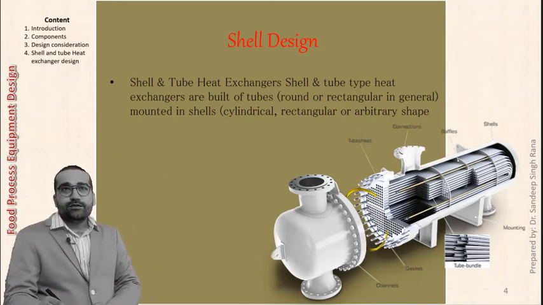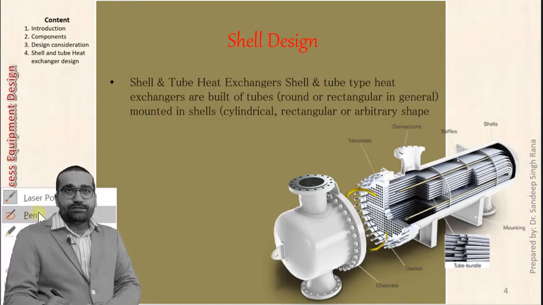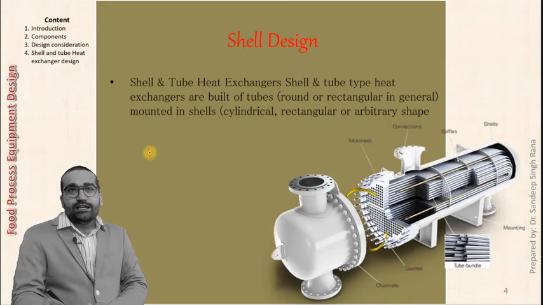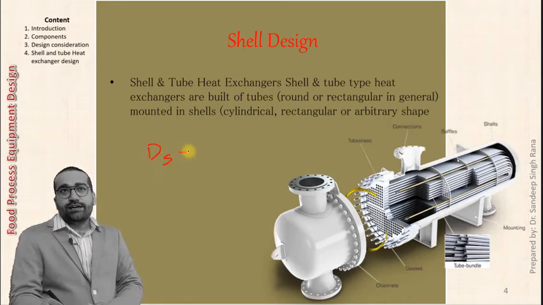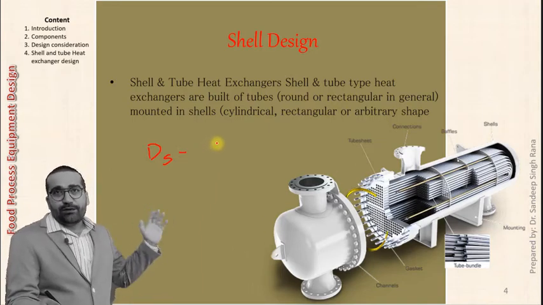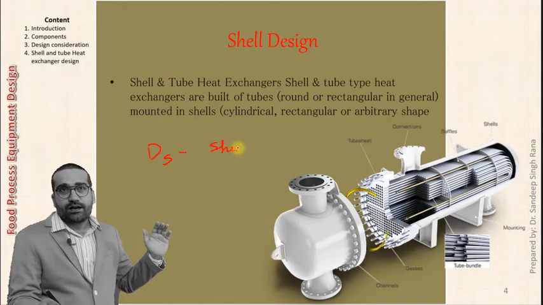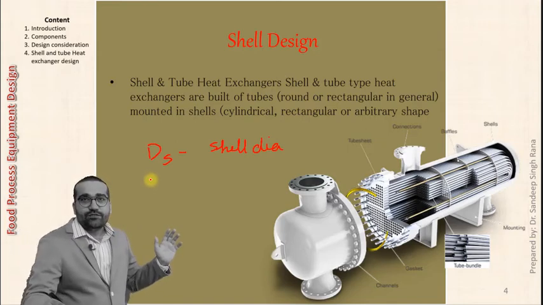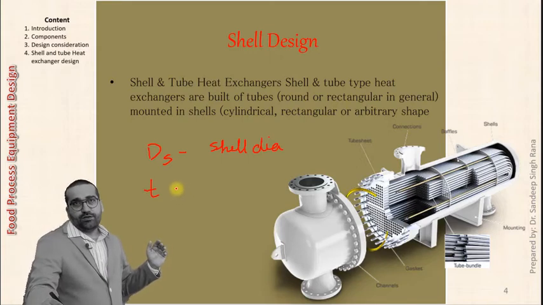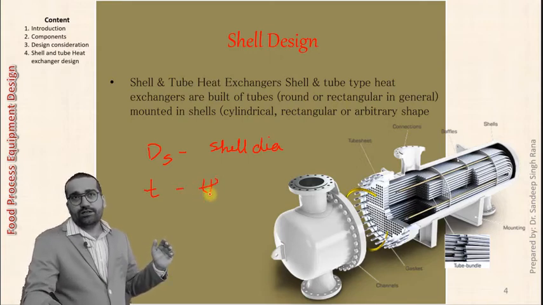Let me take the pen please. So when we are designing the shell, we'll design for Ds, that is shell diameter. I'll write in short, shell dia. Then the second one is we will design for shell thickness, which is thickness of shell.